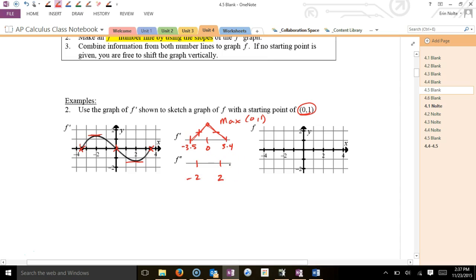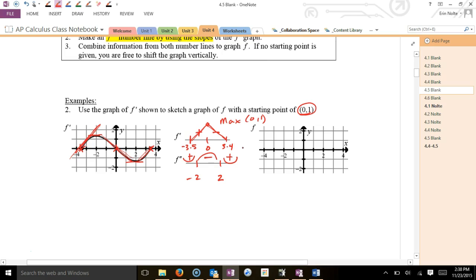Then again, to figure out the concavity, I'm looking at the slope. Looking on this side, we have a positive slope when we're left of negative 2. Between negative 2 and positive 2, the slope is going down, so we have a negative slope. And then from 2 back to 3.5, we have a positive slope. So this is giving us the concavity of our original function.